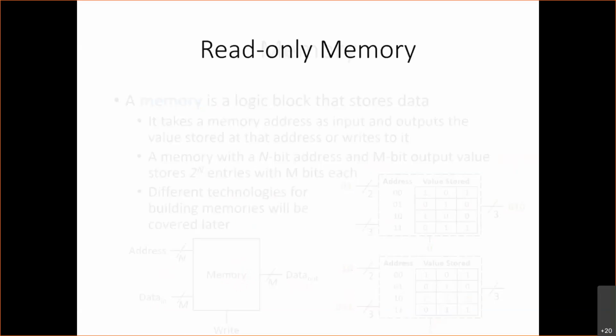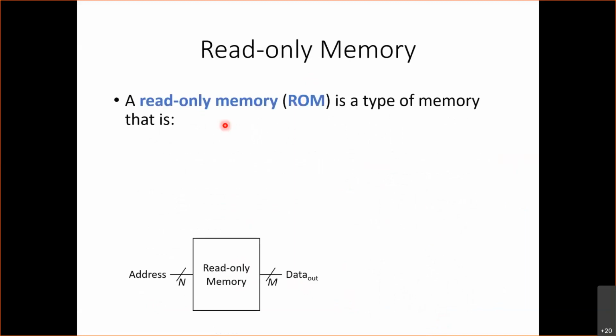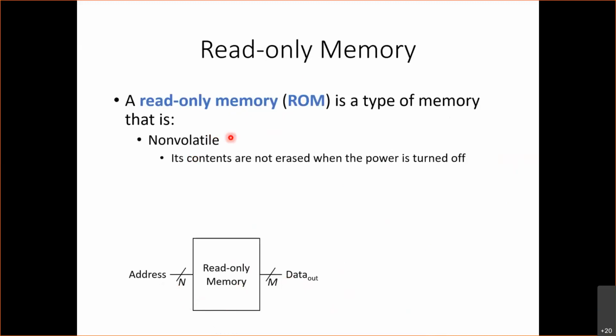Okay, so the memory block that I want to look at today is read-only memory. A read-only memory is a type of memory where we can only read, we cannot write. So here we just have an address as the input, and it gives us data as the output. There's no write signal because we are never going to write, and there's no input data because we're never going to write. We only ever read from this memory. The read-only memory is usually non-volatile, which means if you turn the power off, the contents of the memory will not disappear.